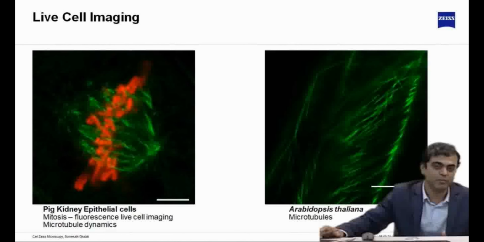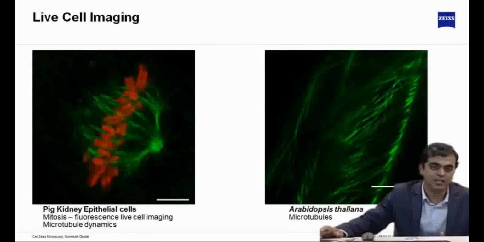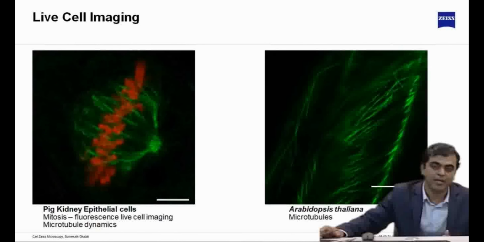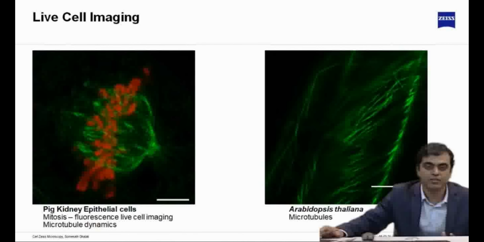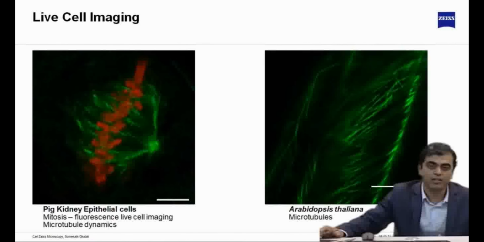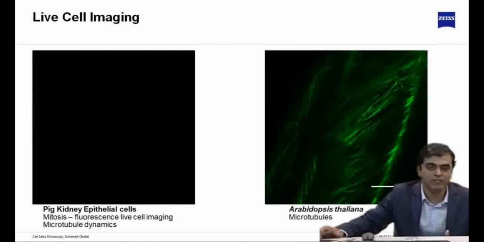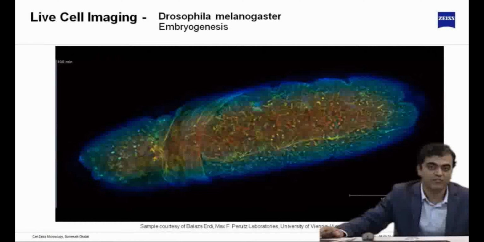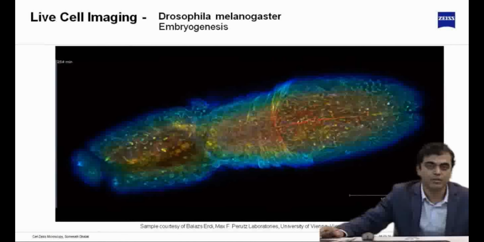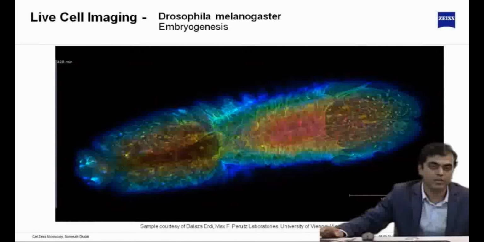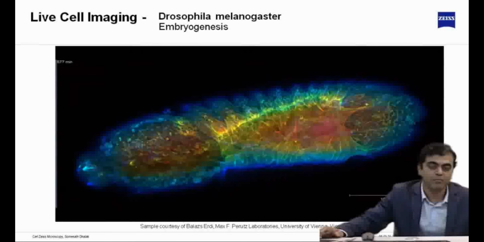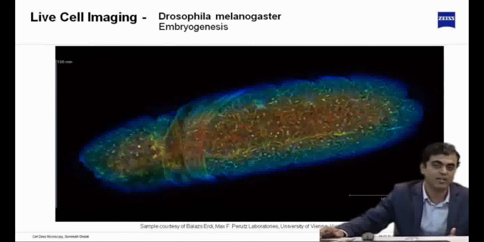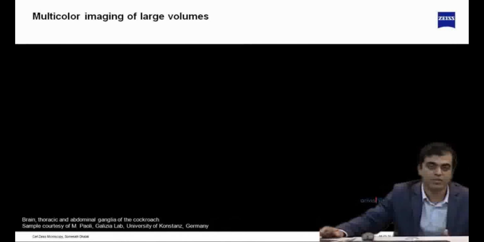The dyes have become much more specific, and as you can see in the kidney epithelial cells, the cells are dividing, whereas here are the microtubule changes in Arabidopsis thaliana. All these specific activities can be imaged with a higher frame rate, and we can get much more in-depth information over a period of time. The temporal resolution has also improved, and we are able to achieve images of this quality.